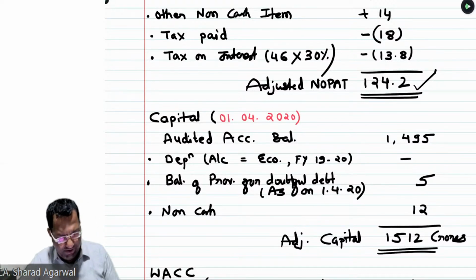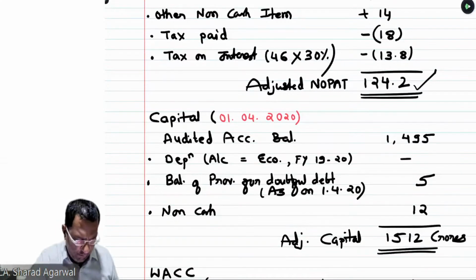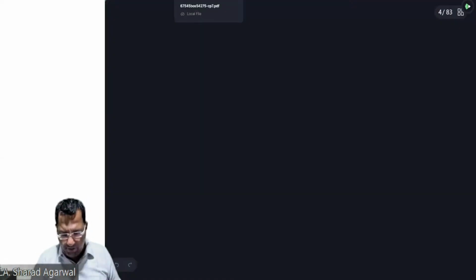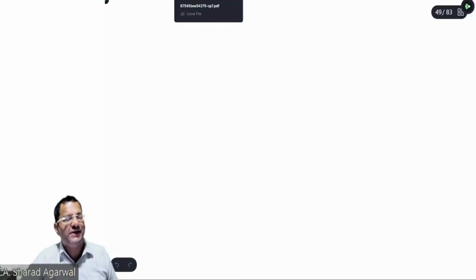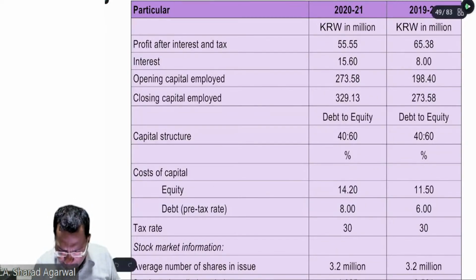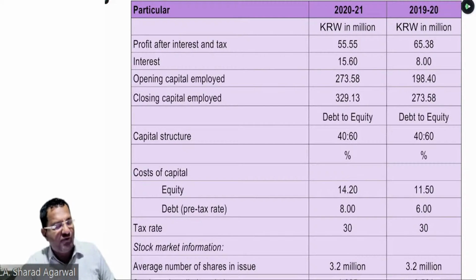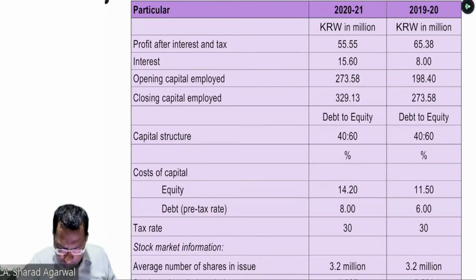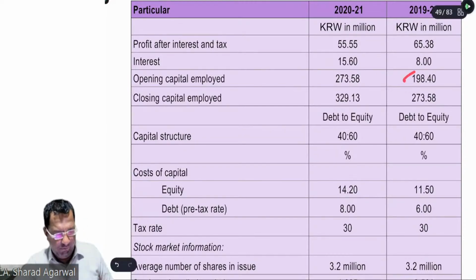Okay, beta, now please check. We have to calculate economic value added. First of all, we will calculate the economic value added for the last year, 1920. We have been given the opening capital employed. This is the data we will use: the opening capital employed, 198.4.